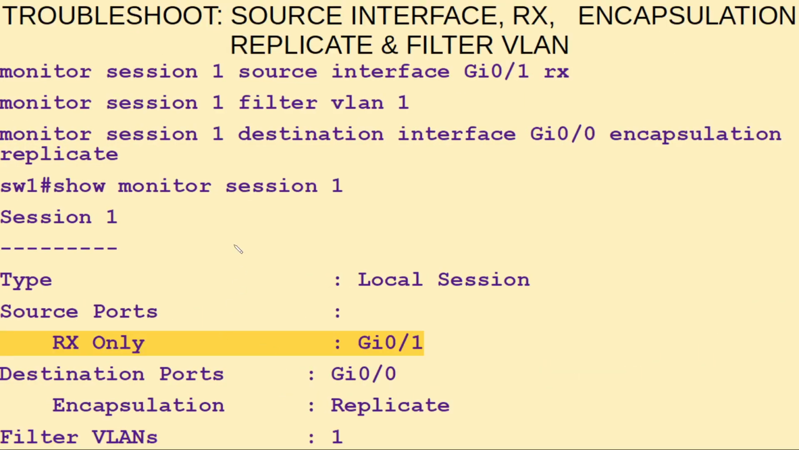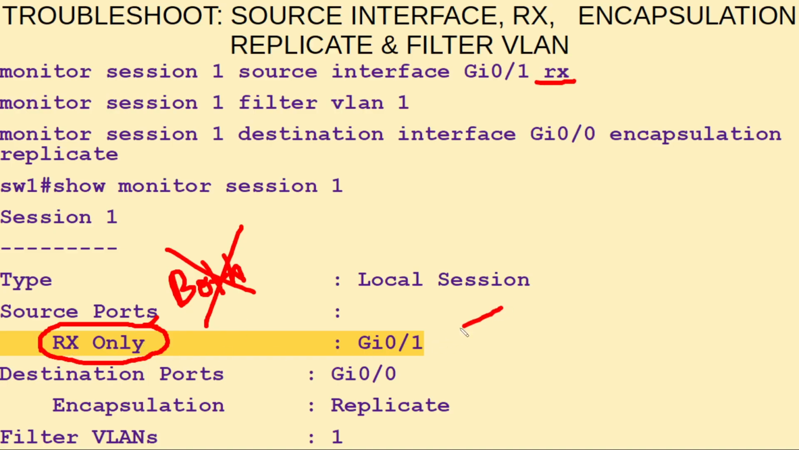In this other example, we are doing the same, but we are only monitoring the reception of traffic. So notice here that it is not showing both anymore, because we are only monitoring the reception of traffic on this interface. We are sending a copy to this interface. We are sending tags and control frames, and we are only monitoring VLAN 1.